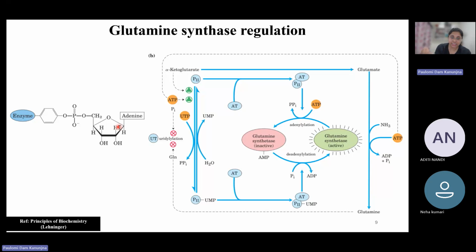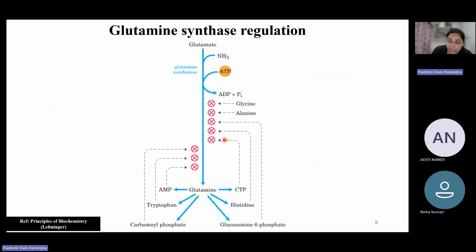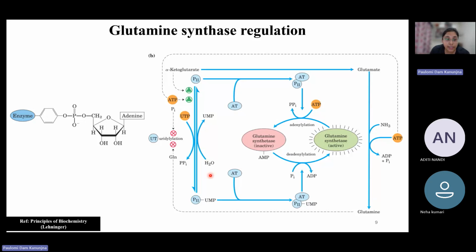And who adds this adenyl group onto the enzyme? Very easy: adenylyl transferase, right? AT is basically adenylyl transferase. If you add adenyl on the enzyme, this enzyme becomes more sensitive to all these compounds, and therefore it is regulated, right? That makes sense. But what is this UT here? Why is there a UT here? You need to understand what this UT is.